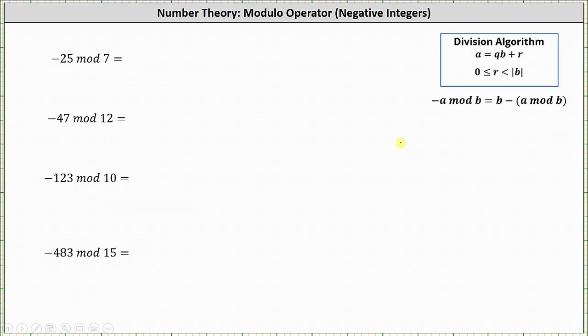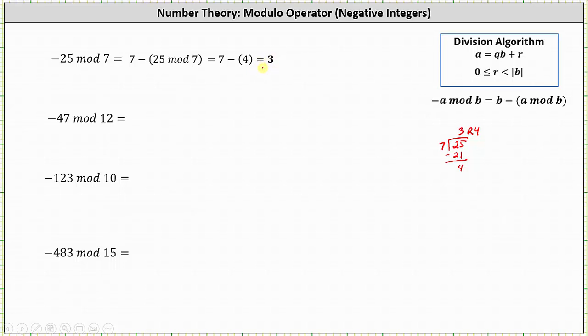First, we have negative 25 mod 7. Let's first apply the formula. Negative 25 mod 7 is equal to 7 minus 25 mod 7. And now we determine 25 mod 7 by determining the remainder when 25 is divided by 7. We did this in the last lesson, but we'll go and show it again. There are 3 7s in 25. 3 times 7 is 21. The difference is 4, giving us a remainder of 4. This indicates 25 mod 7 is equal to 4, giving us 7 minus 4, which is equal to 3.